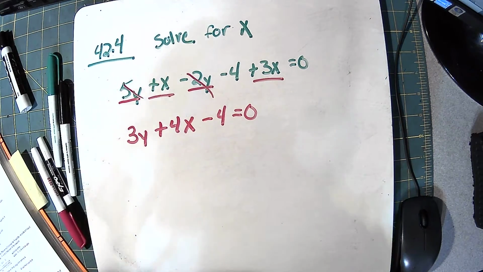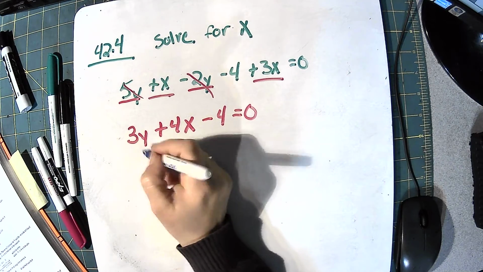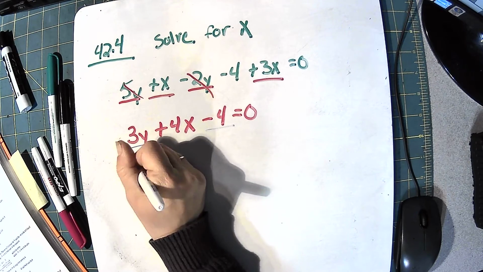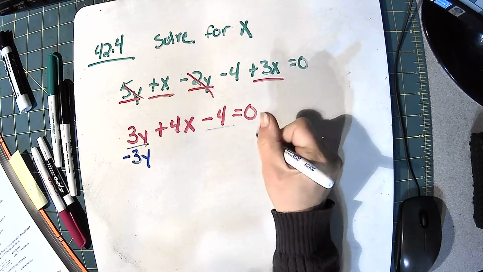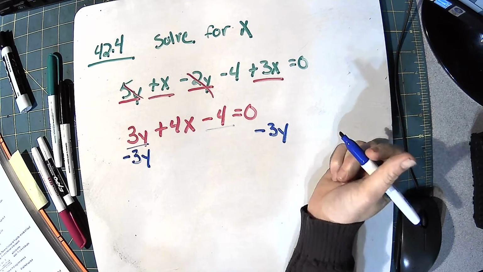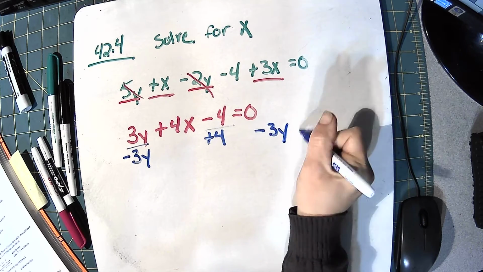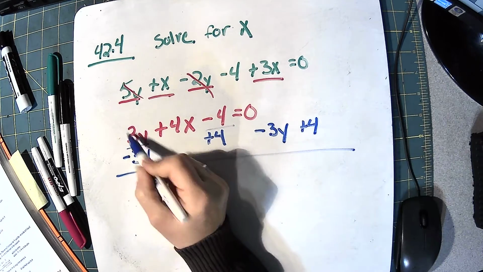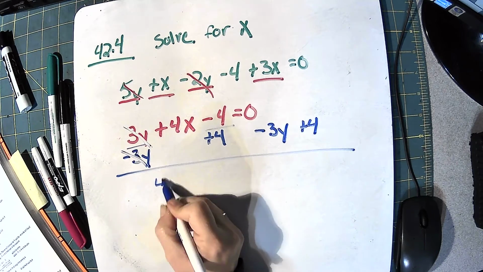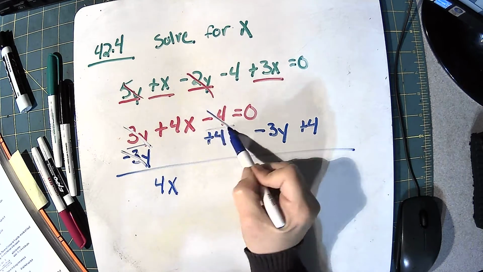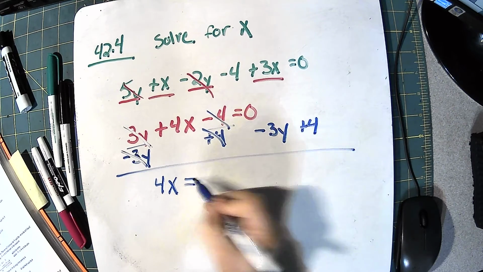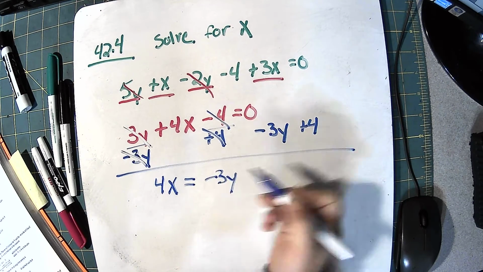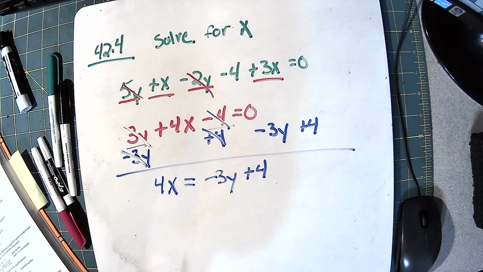So I'm going to start moving some terms around. This one's got to go, and this one's got to go. So I'm going to say minus 3y, and do that on this side, and then I'm going to say plus 4. See how I'm doing two terms at once? Those cancel, and I get 4x. Those cancel. So I get equals negative 3y plus 4.